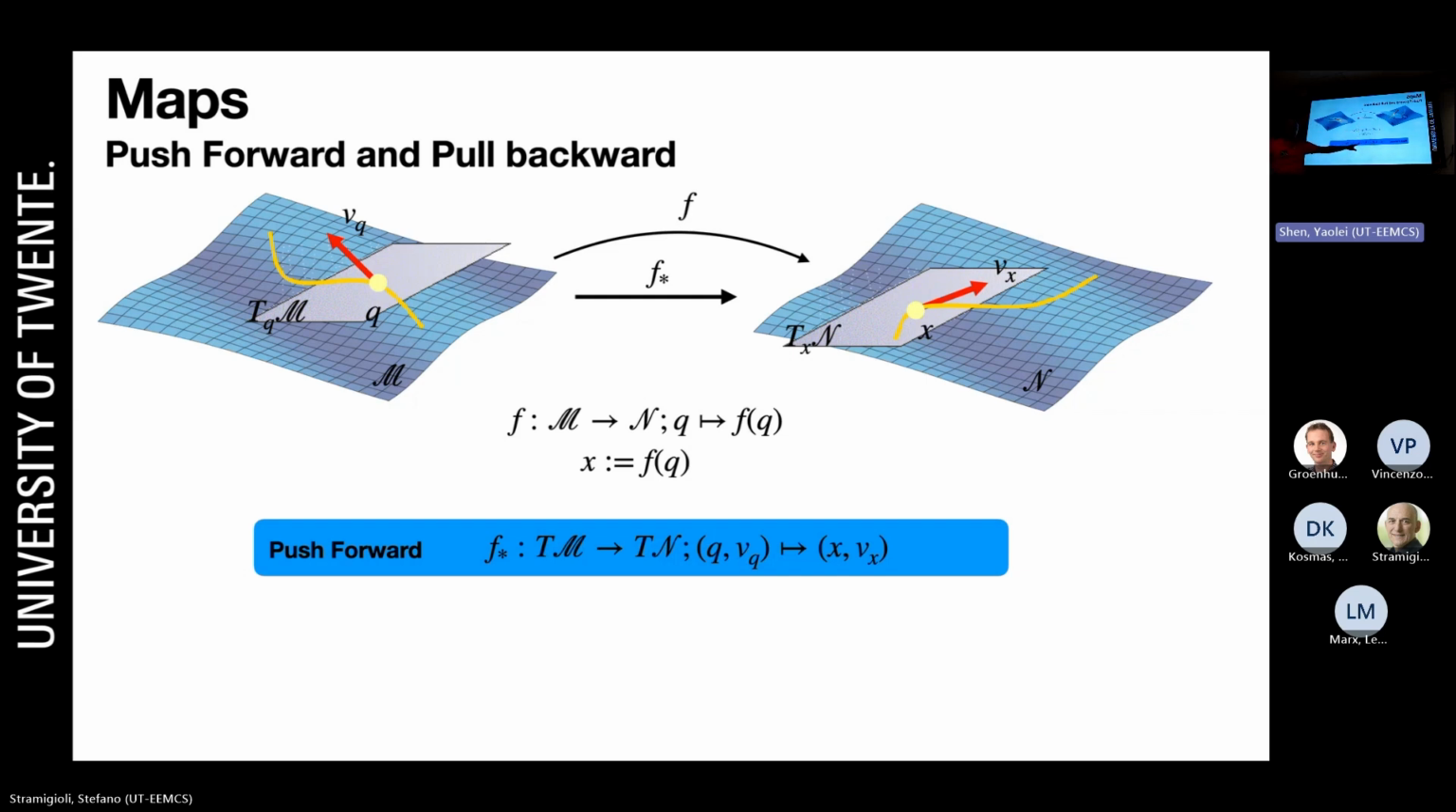such that if you're in Q and the corresponding point is X, then a velocity is mapped to the corresponding velocity on the other side. That is the Jacobian in robotics that is used all the time. The analytical Jacobian, not the geometrical Jacobian. I will come to that later.